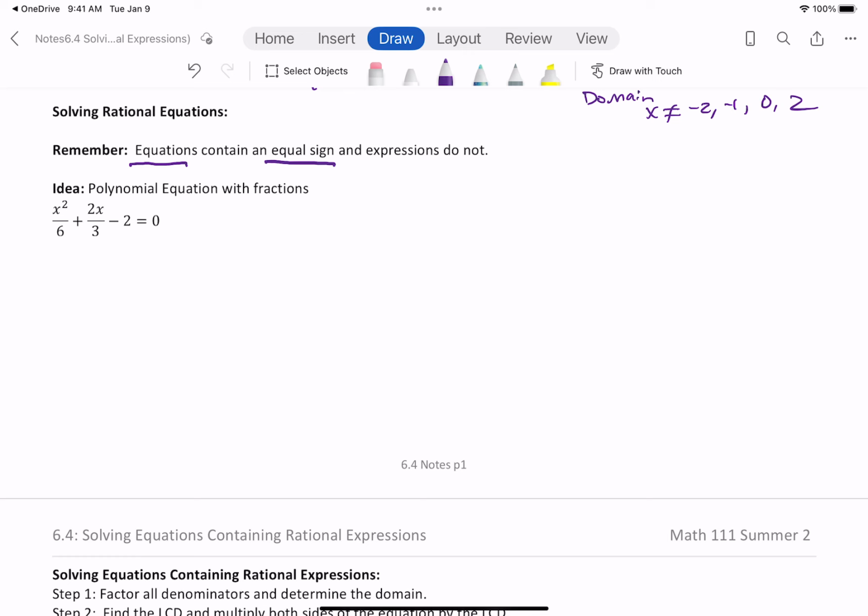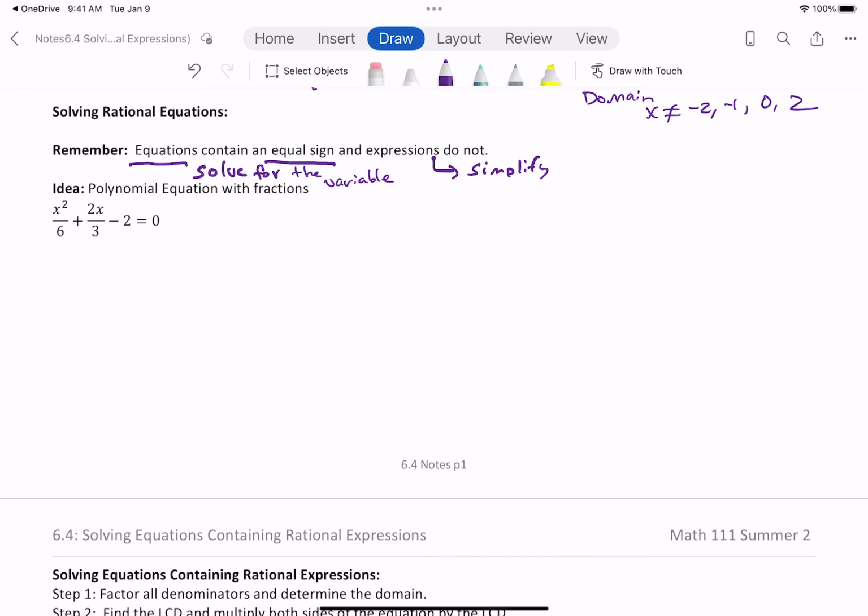And with equations, we are looking to solve for the variable. So we want to end up with whatever the variable is equal to a value or values. Whereas with an expression, all I can do is simplify. So let's first look at solving a polynomial equation with fractions to remind ourselves about the general process for solving an equation that has fractions.